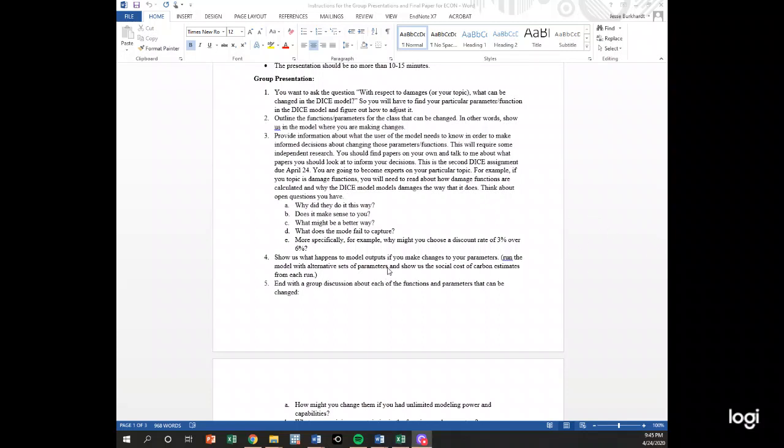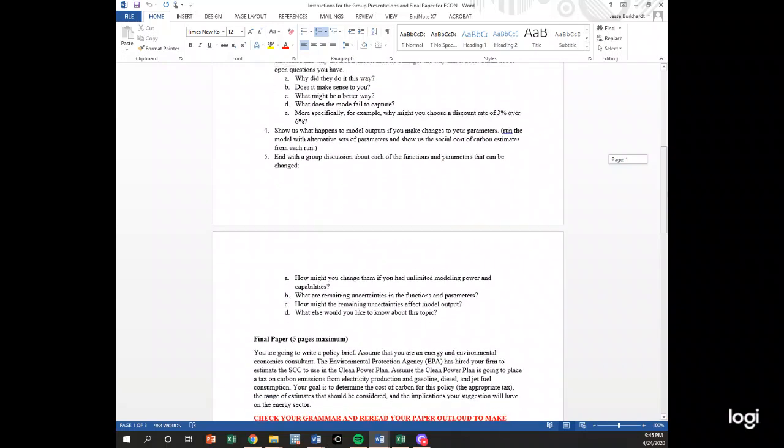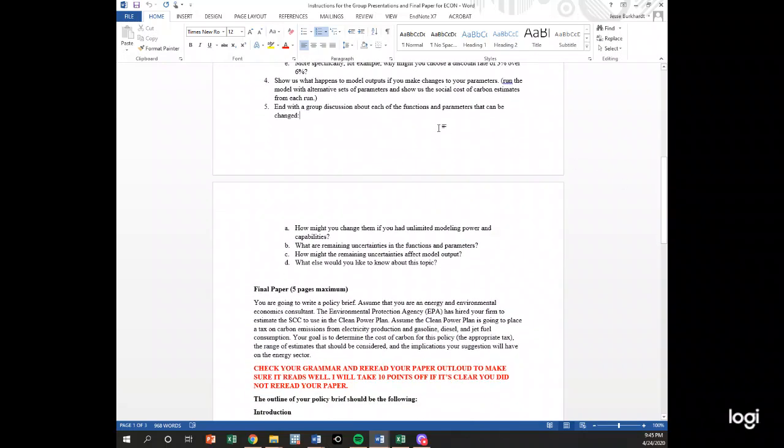And then we can't really do this one over PowerPoint, but the idea would be we'd end with a discussion about each of the functions and parameters that can be changed. How might you change them if you had unlimited modeling power and capabilities, and what are the remaining uncertainties in the functions, the parameters?